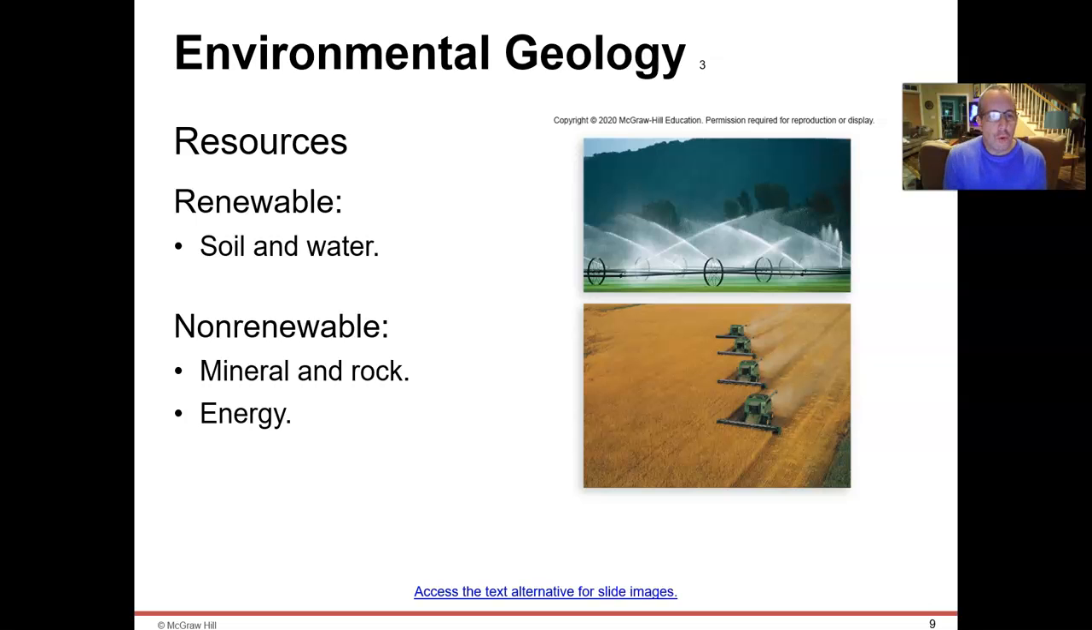Resources, we have renewable and non-renewable. And we're going to talk in a few minutes about sustainability. So renewable resources are resources that we can use over and over again. We can recycle those or cycle through those and not lose anything. So they're infinite. Soil and water, they use as an example here.